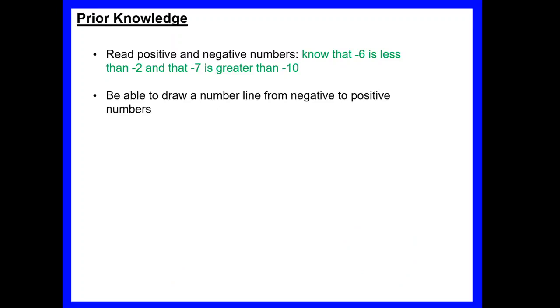Okay, so let's just start off by checking our prior knowledge then. So we need to be able to read positive and negative numbers. We should know that -6 is less than -2 and that -7 is greater than -10. So particularly with our negative numbers, making sure we know which are smaller and which are larger. We should also be able to draw a number line from negative to positive numbers.